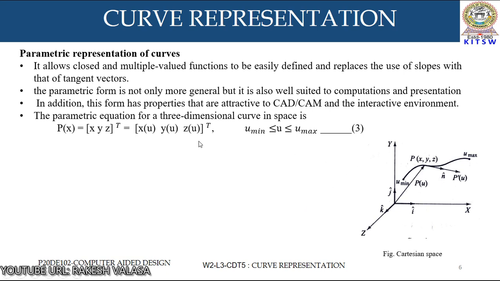Here this equation implies that the coordinates of a point on the curve are the components of its position vector. It is a one-to-one mapping from the parametric space, that means Euclidean space in u values, to Cartesian space, that means E3 in x, y, z values. I will show in the next slide the tangent of a curve in the x direction, y direction and z direction.